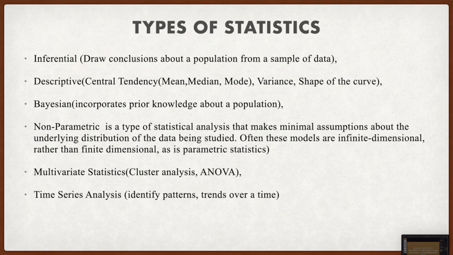So multivariate statistics. Multivariate statistics includes cluster analysis and ANOVA. Many variables are going to be there, that's why it's known as multivariate statistics. In normal distribution and other cases, we mostly use univariate. Univariate means only a single variable. So next is time series analysis of statistics. Here the patterns are identified over a period of time. And what is the probability of events?